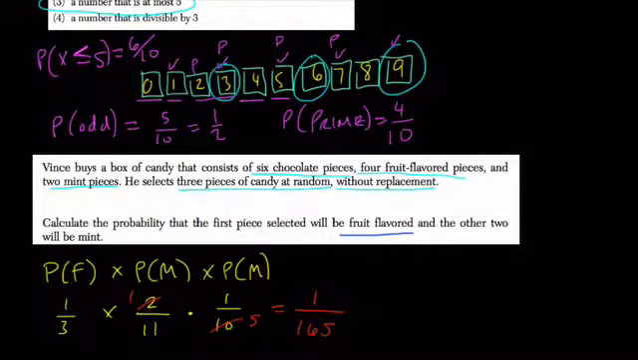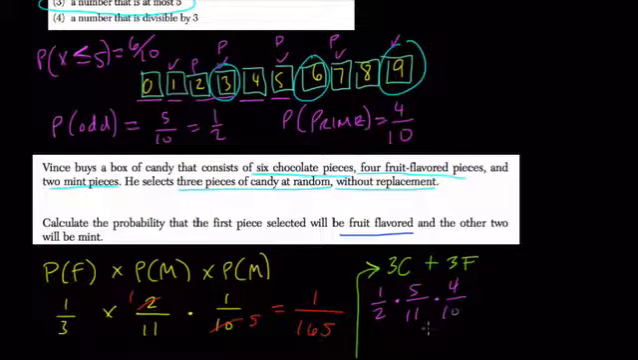Next, they ask us, what's the probability that all 3 pieces will be the same? Okay, well, we can get 3 chocolate, so we want to find that probability, or we can get 3 fruit. We can't get 3 mints because there are only 2 mints to begin with. So what's the probability of getting all chocolate? Well, there are 6 chocolate out of 12, so it's a half. But then the second time you have to get chocolate, there will only be 5, not out of 12 this time, but out of 11.